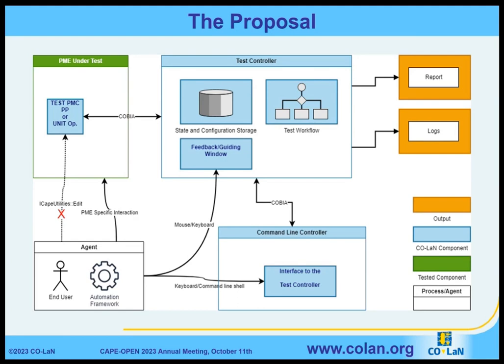So, left-hand side there, we've got the PME under test. Down the bottom, we have the agent, which is driving the entire test process, which is an end user, or from a survey we did of all the vendors a couple of years back, automation framework. And there's various levels of automation framework, from doing all the testing manually to actually using a framework to drive the testing so you can just capture the test process and rerun it by pressing a single button. So that section down there is what really exists currently. It's how you do your testing, it's how you drive your PME.